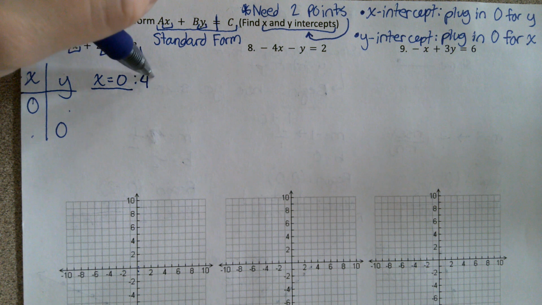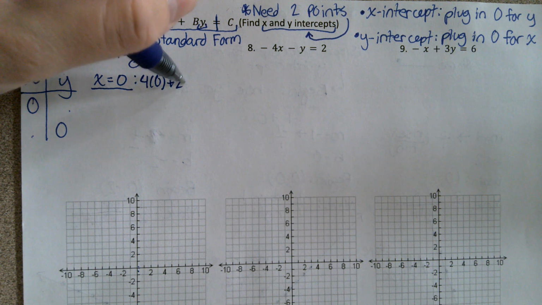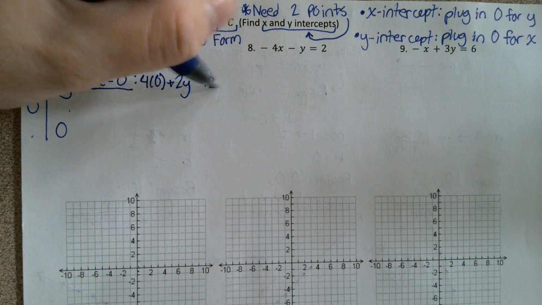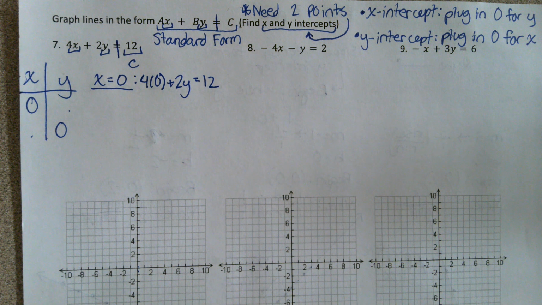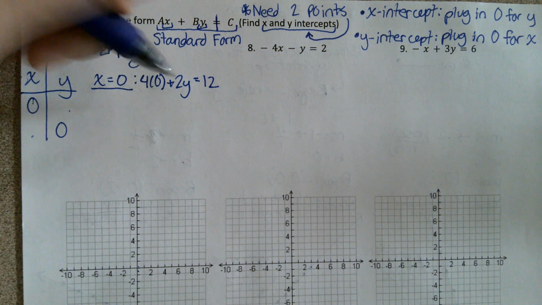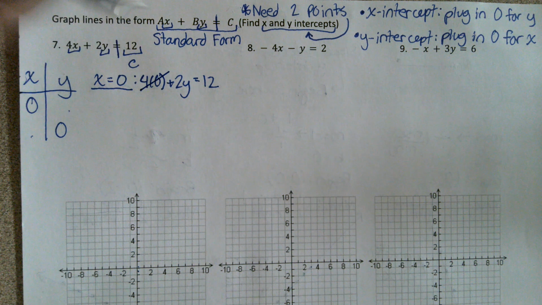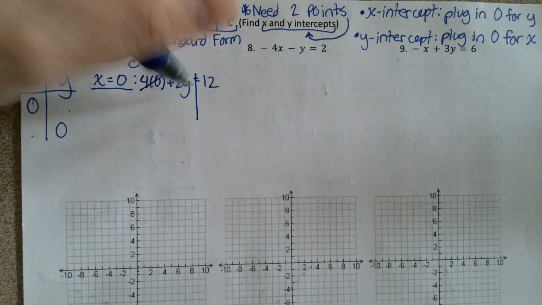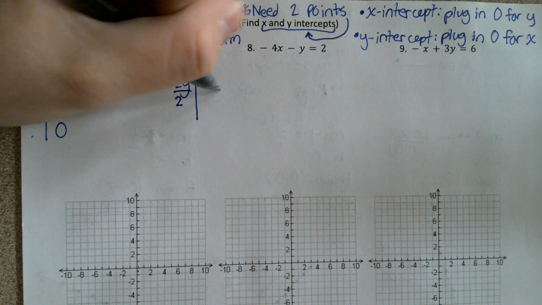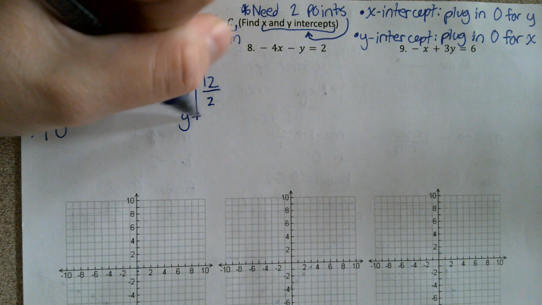That means we have 4 times 0 plus 2y equals 12. 4 times 0 is just 0, so this essentially disappears, and we have 2y equals 12. To solve for y, we just divide by 2. Y is 6.